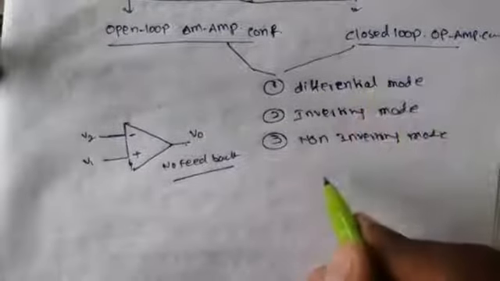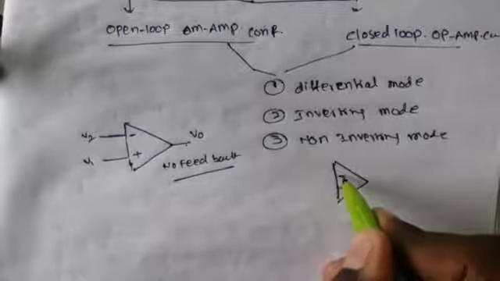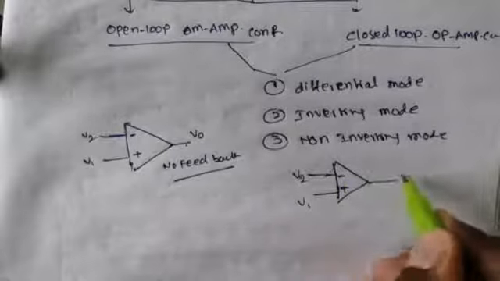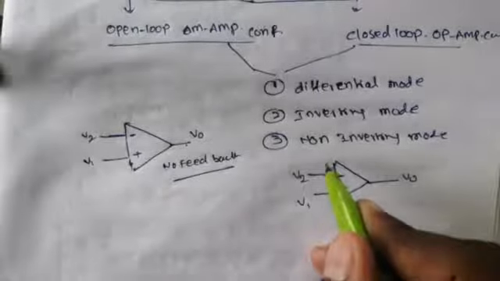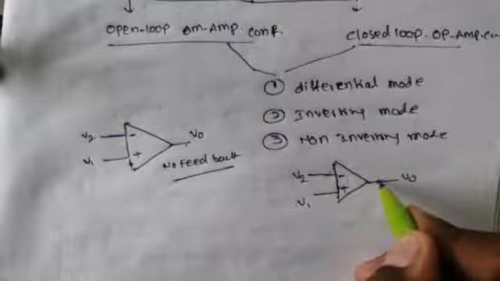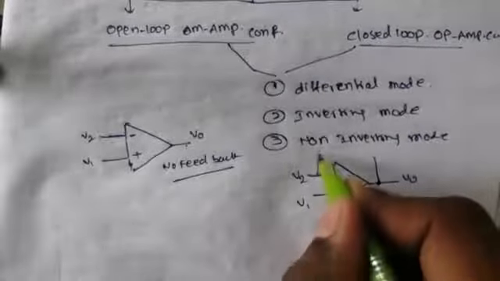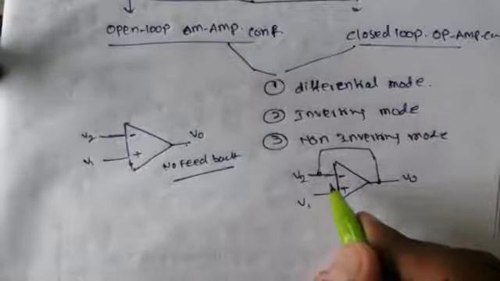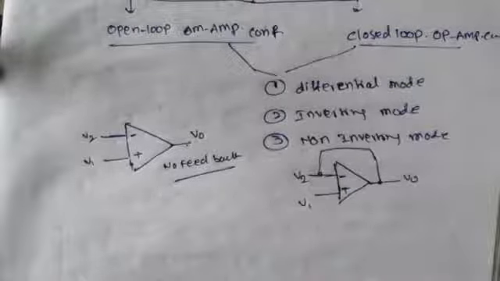In the closed loop case, it will have a feedback path. Here it is V1, V2, output. The output will be fed back to the input with the presence of a feedback resistance. So simply, output is fed back to the input, on the negative potential side. That's why it is called a negative feedback operational amplifier.